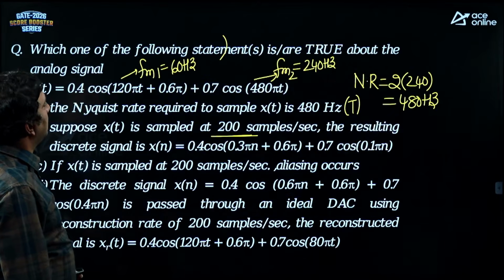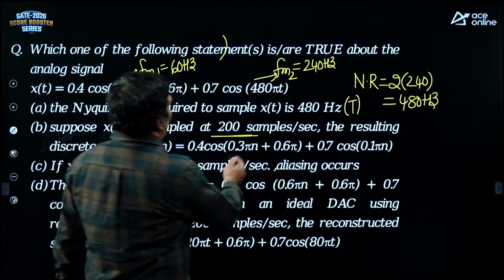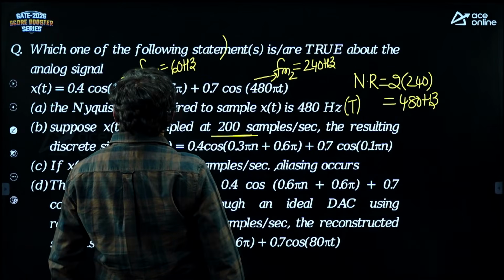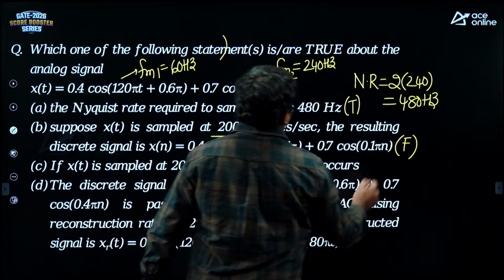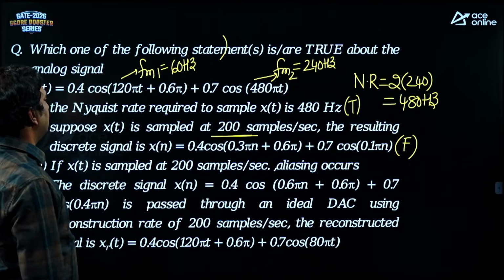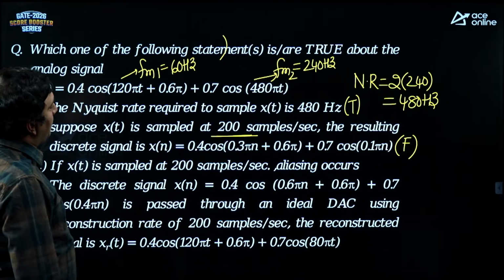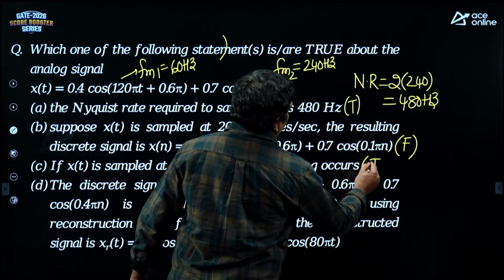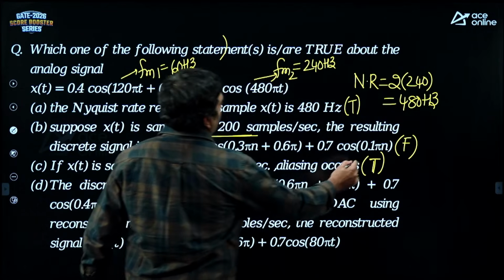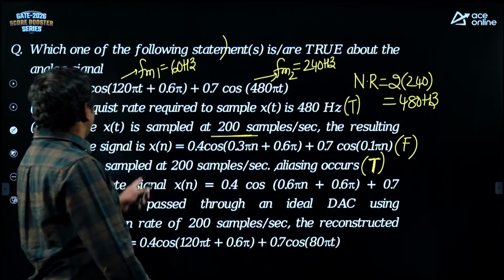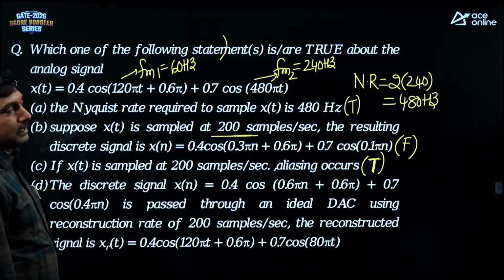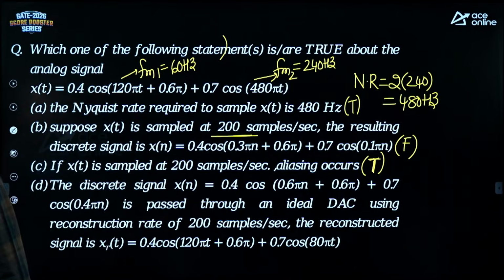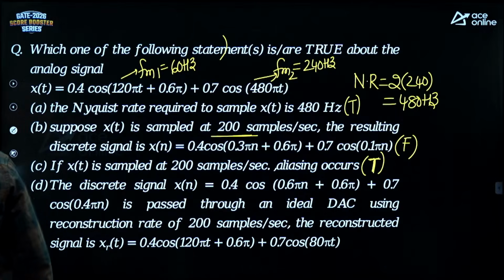What has he stated? Oh, he changed the frequencies. 0.3 pi, 0.1 pi. What we got? 0.6 pi, 0.4 pi. Gone. Next: if x of t is sampled at 200 samples per second, aliasing occurs. True. Why? The required Nyquist rate is 480. But if you choose 200 samples, definitely aliasing occurs. The minimum sampling rate needed in the example is 480. Okay. That is true.